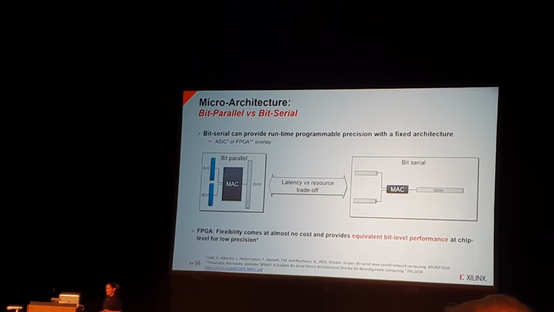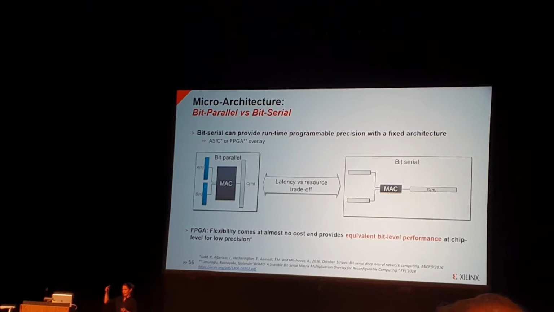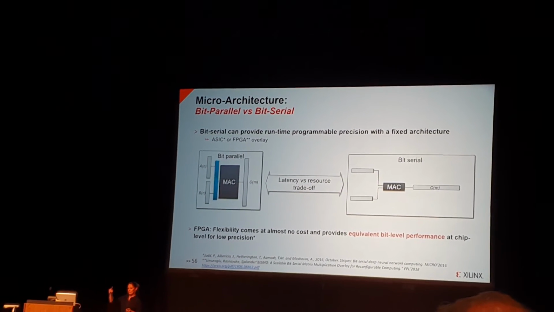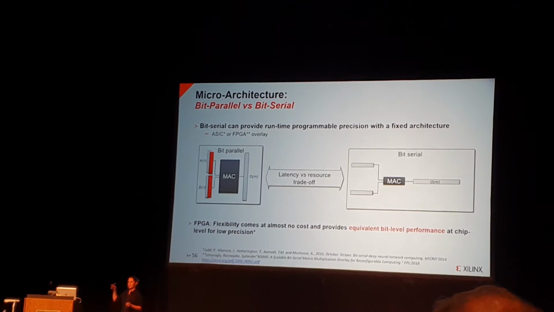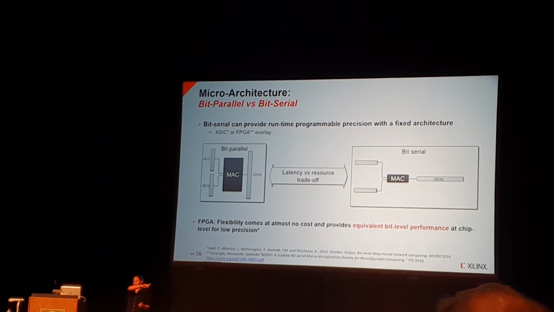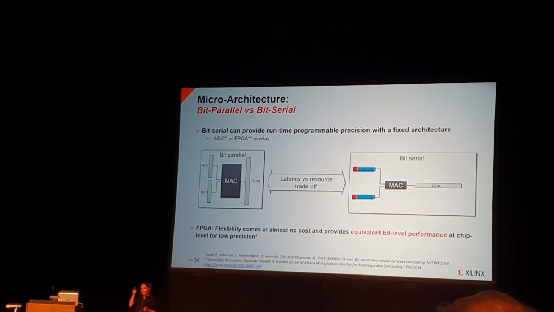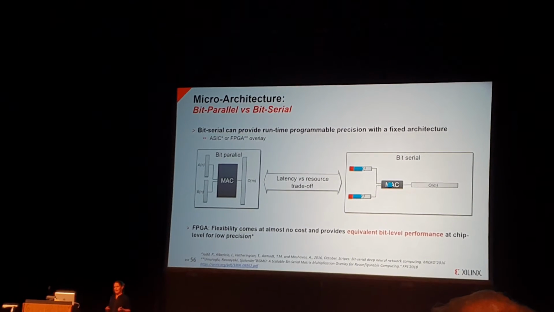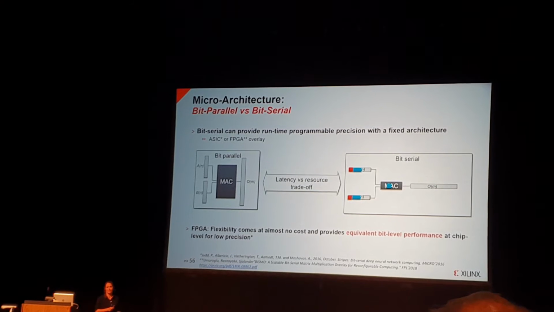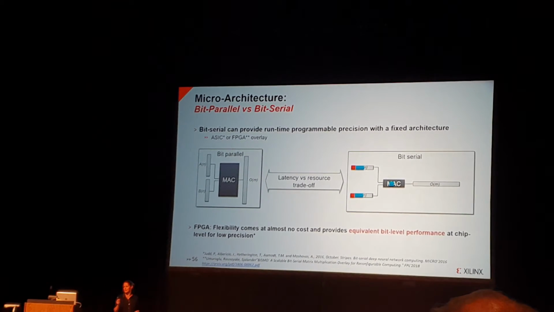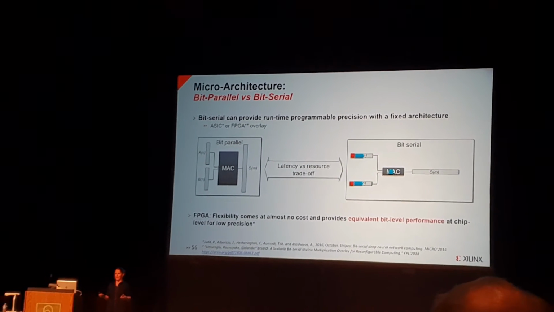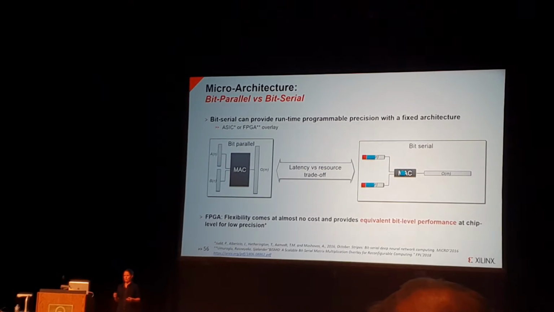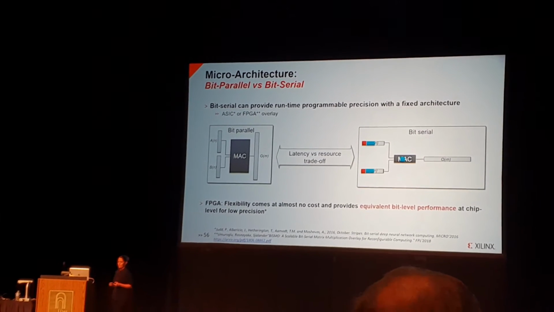And the idea is simple. So rather than feeding the operands in parallel into your multiply accumulate, what you do, which you have there on the left-hand side, is feed them lengthwise, bit by bit, into your multiply accumulate. And what happens is that the multiply accumulate gets minimal. It becomes really small, and then you can instantiate many more of them. So there is a trade-off between latency and resources.